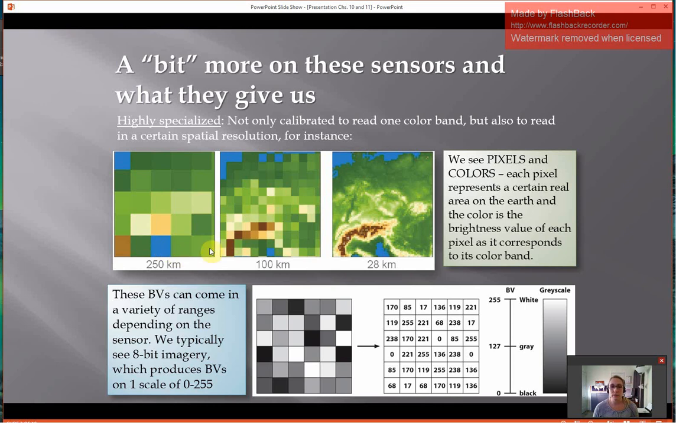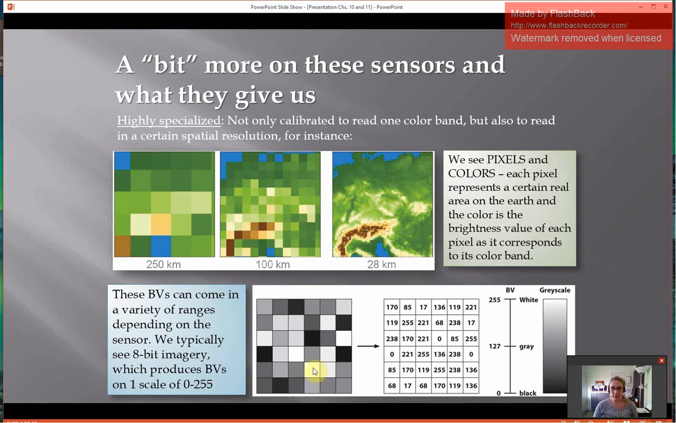When you look at these images, each square has its own brightness value. So what has happened is the sensor has taken in the light and generalized the value of that brightness for that particular square or spatial resolution. In this image here, we're seeing squares that represent 250 kilometers, 100 kilometers in width, and 28 kilometers in width.